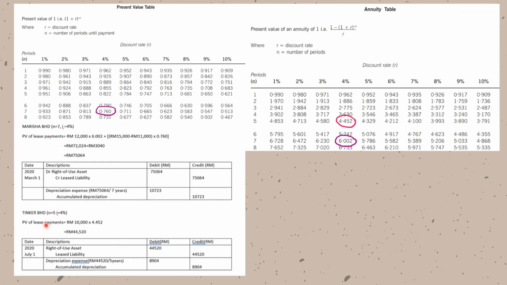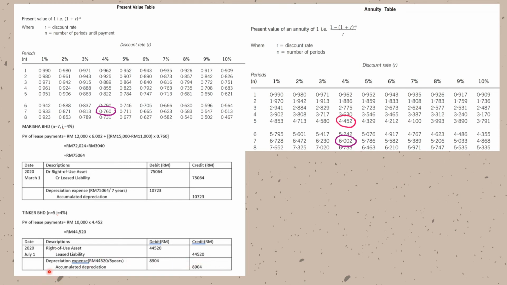Tinker Berhad has a lease term of 5 years and an implicit rate of 4%. The PV of lease payment is like this. We take the rental, multiply with 4.452, which we got from the annuity table, and then the PV of lease payment equals 44,520. The journal entry is like this. We must debit right-of-use asset 44,520 and credit lease liability 44,520.